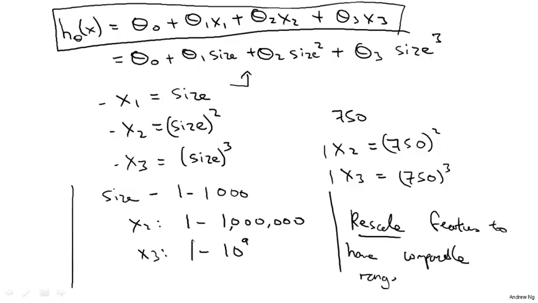Like we talked about in the earlier video, so that the contours of J of theta, right, don't end up being these extremely elongated ellipses, which might take linear regression a long time to try to minimize.